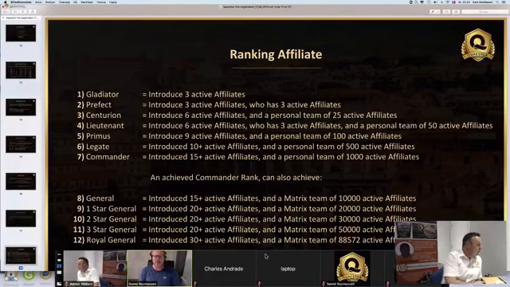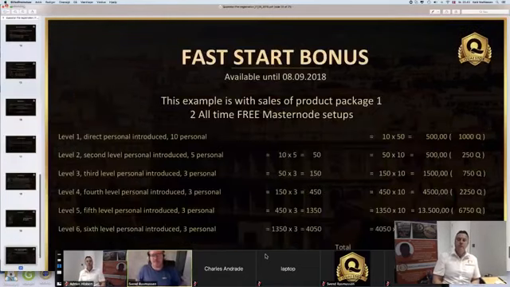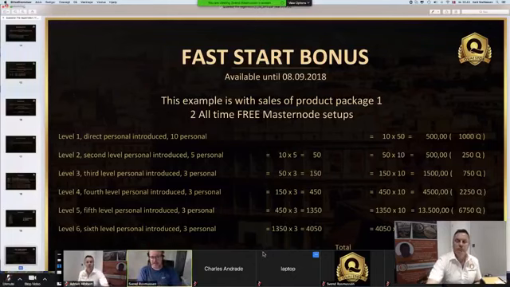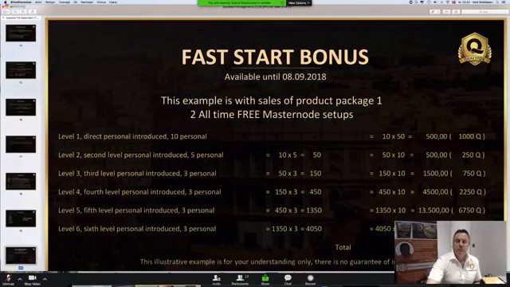The bonuses on these ranking, they will be announced when the last coins have been distributed. There's around 45,000 coins left. And that means when they are gone, then this bonus plan will shift to the bonus plan with the matrix, the level matching bonus, and the matching bonus. Until then, this is the fast start bonus that we have.